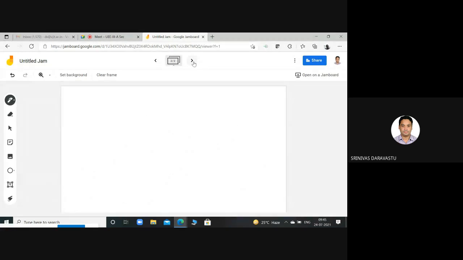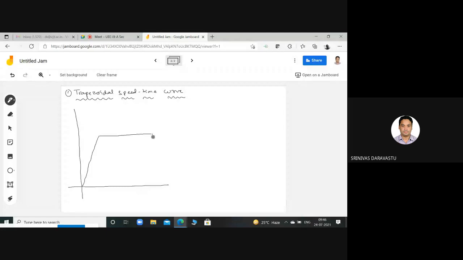First one is the trapezoidal speed time curve, and it is very important. Here our main aim is to find out the maximum speed of the train. It is a compulsory question in the main exam, trapezoidal and quadrilateral.